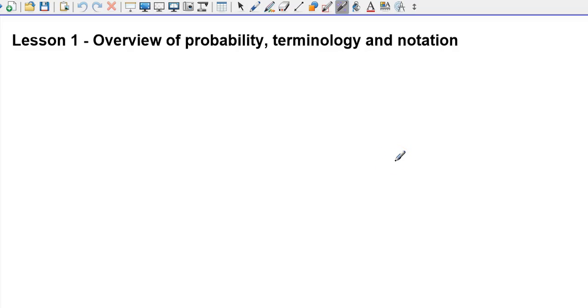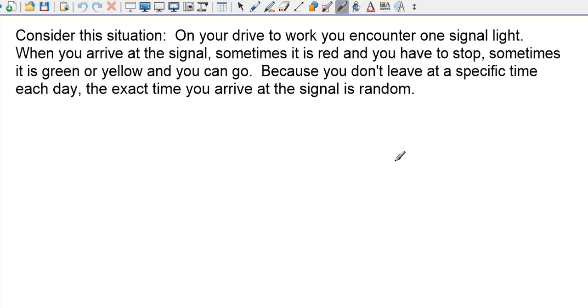Okay, this first lesson will be an overview of what probability means, and then a discussion of some terminology and notation so we know common ways to write things and refer to things that we need to know about probability. So to talk about what probability is, let's consider this situation.